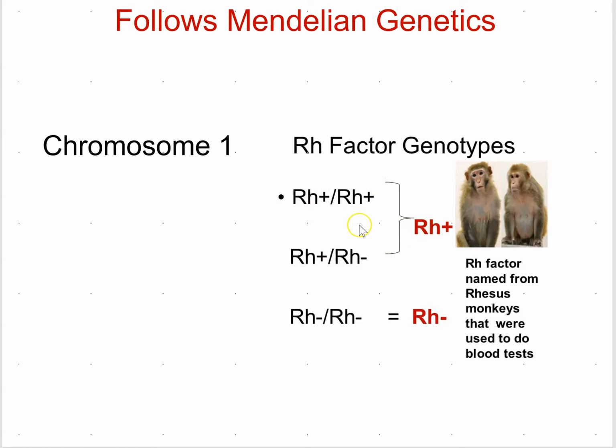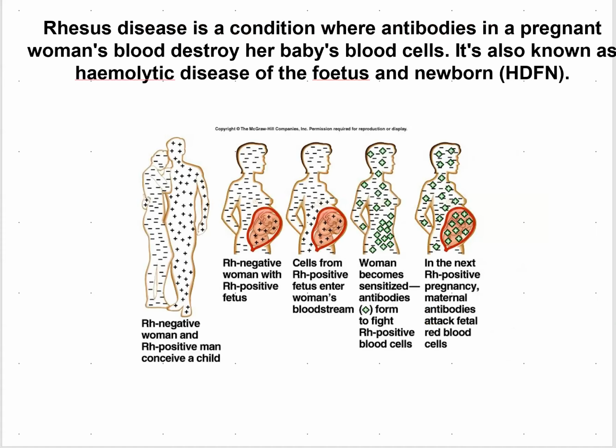So in simple terms, this is an inherited protein that you find on the surface of blood cells. If your blood cell expresses this protein, you're Rh positive. If your blood cell does not express this protein, you're Rh negative. And that's how we get a positive and negative blood type.